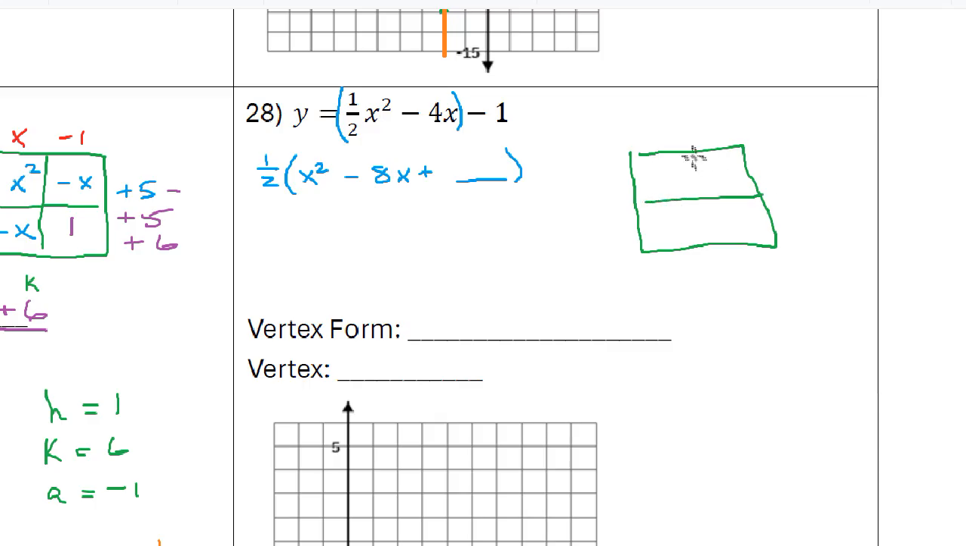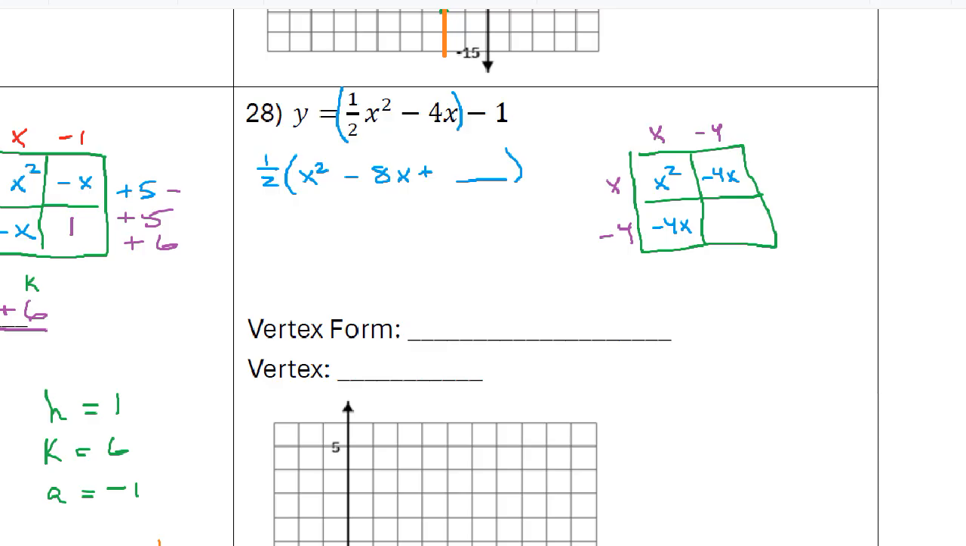My drawings are not very pretty, but they don't have to be pretty. Here we go. Here's our x squared. Negative 8x divided by 2 is negative 4x. This is negative 4x. That means our dimensions, not hard at all, are x times x is x squared. X times negative 4 is negative 4x. X times negative 4 is negative 4x.